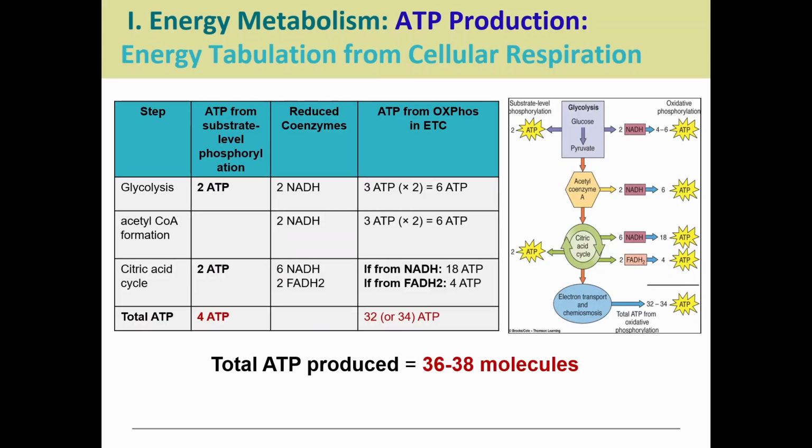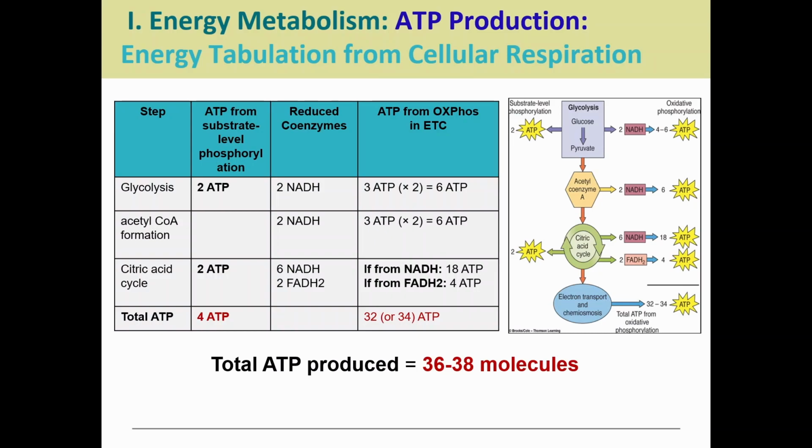So if we compare it, right? Glycolysis, we get about 2 ATP. We don't get any ATP from acetyl-CoA formation. We get some from the citric acid cycle. But when we look at the ATP we get from the electron transport chain, we're getting 32 or so ATP. Right? So pretty impressive when you think about that.